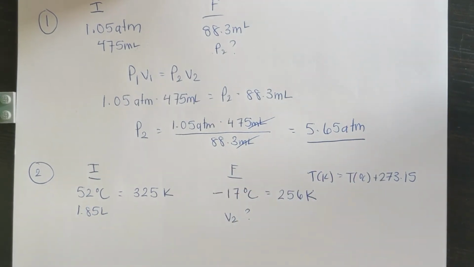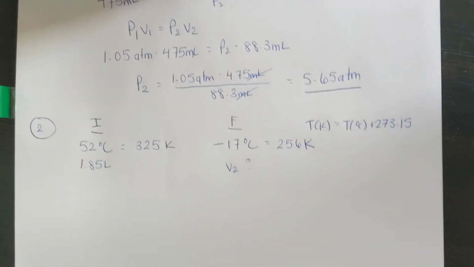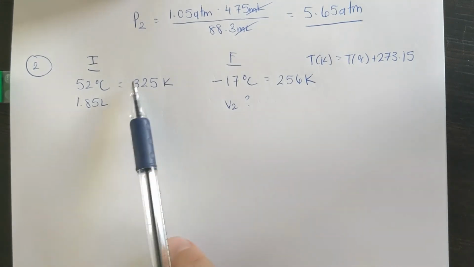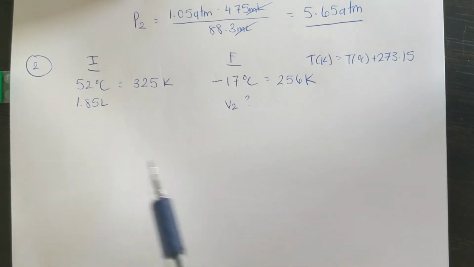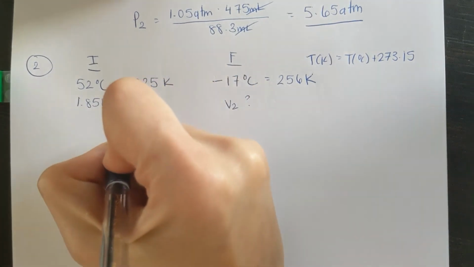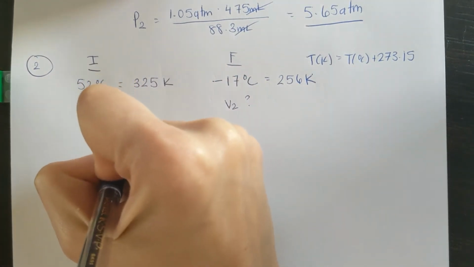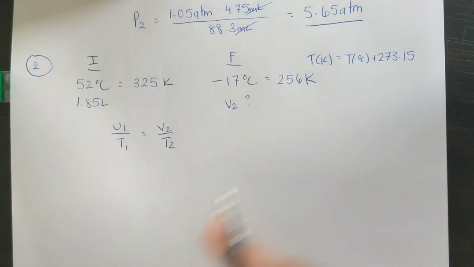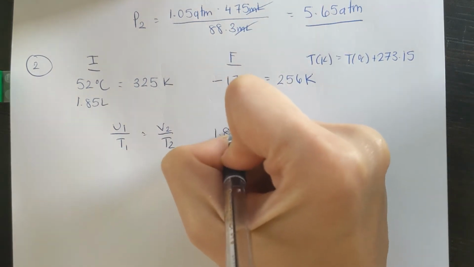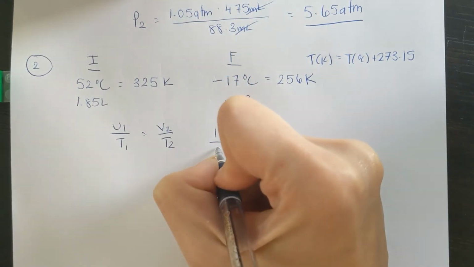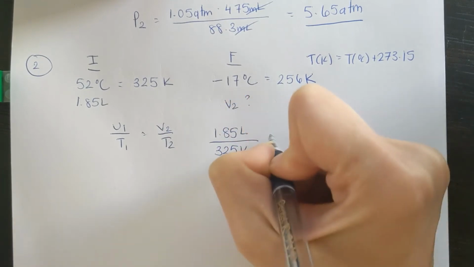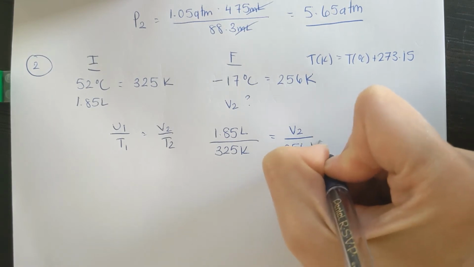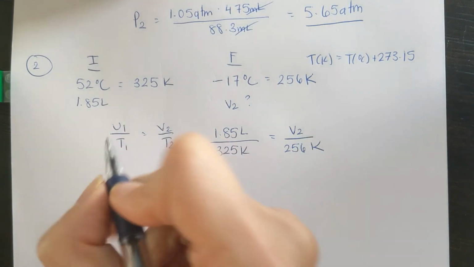Okay, so we are solving for V2. We want to know what the volume of this gas will be after cooling. So this is looking at the relationship between temperature and volume. So this is Charles' law. We know that V1 over T1 equals V2 over T2. So we'll substitute in: 1.85 liters over 325 Kelvin equals V2 over 256 Kelvin.